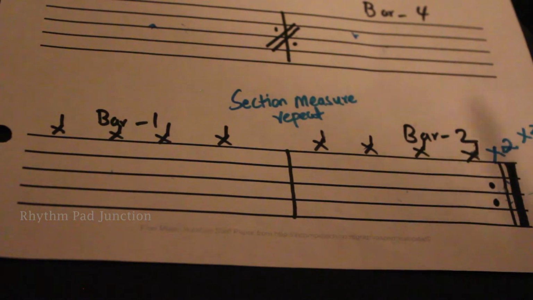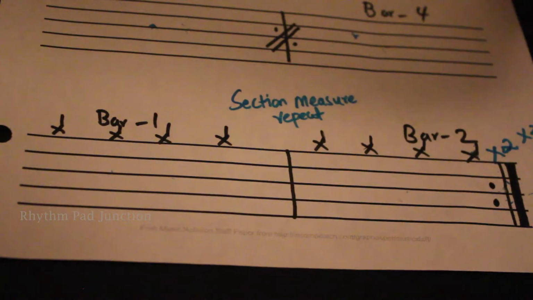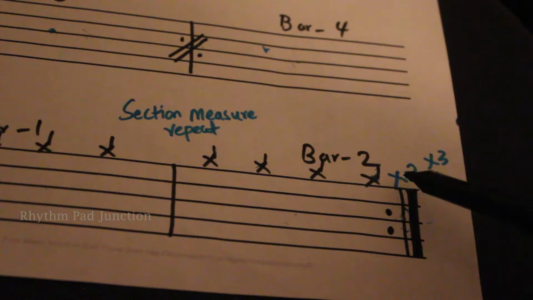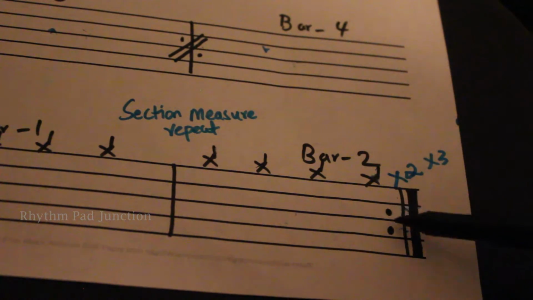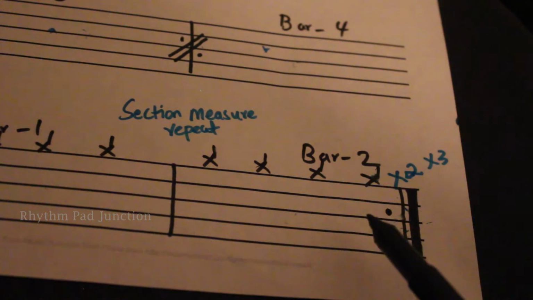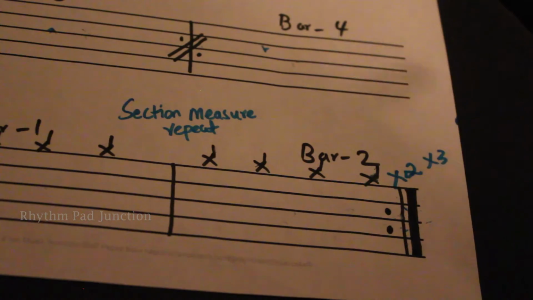Now you might ask, what if you want to repeat 2 more times? Well, you have to indicate that like this. You can just put times 2, times 3, times 4, however many you want to repeat. But the colon sign by itself just means 1 more time, so basically 2 times total. I hope you understood the basic concept. Very simple concept. So that's what repeat signs are.